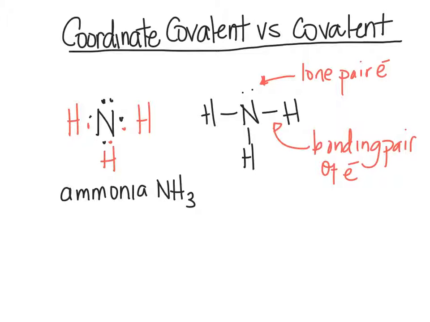Now, this lone pair of electrons on ammonia can actually donate both electrons to a bond when something comes along that doesn't have any electrons of its own. For example, a hydrogen ion. H plus has lost 1 electron, therefore is a positively charged ion. So this H plus is attracted to that lone pair of electrons on nitrogen, and it can form what we call a coordinate covalent bond.